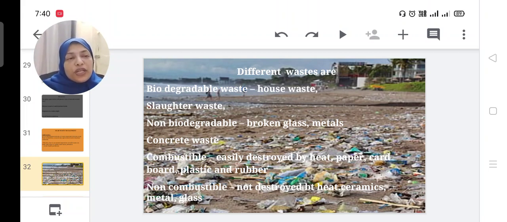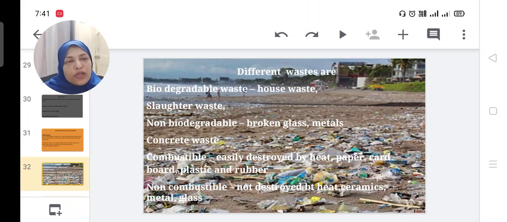Non-combustible waste is not destroyed by heat, for example ceramics, metals and glass. Ceramics means clay pots. Metals and glass cannot be burned. So, biodegradable waste is house waste and slaughter waste.